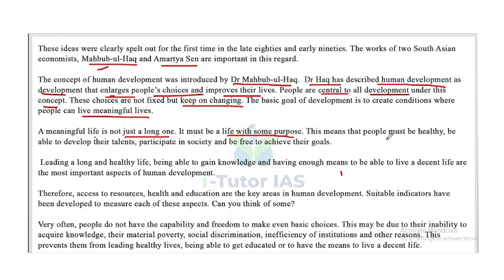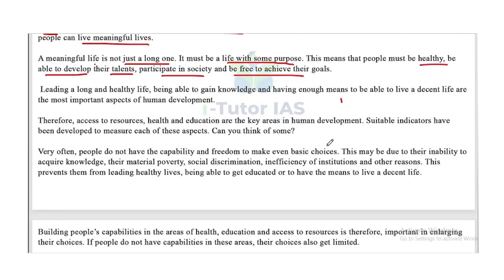This means that people must be healthy, be able to develop their talents, participate in society, and be free to achieve their goals. Leading a long and healthy life, being able to gain knowledge and having enough means to live a decent life are the most important aspects of human development.